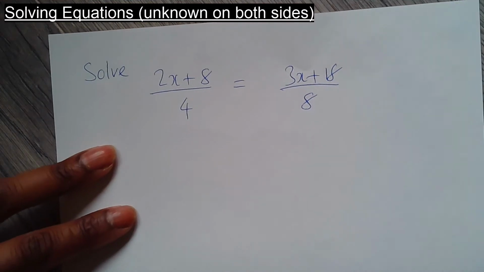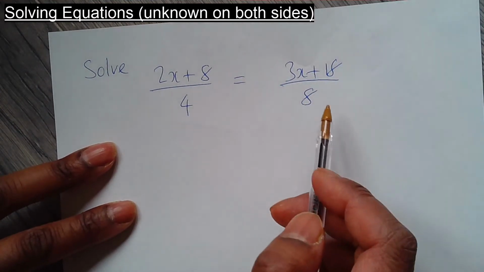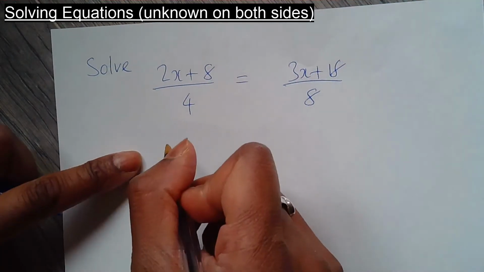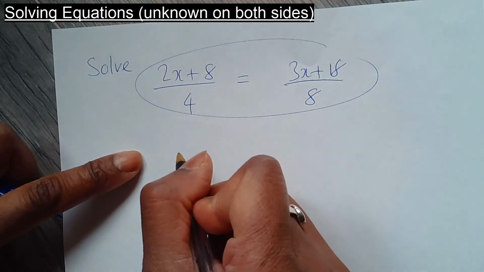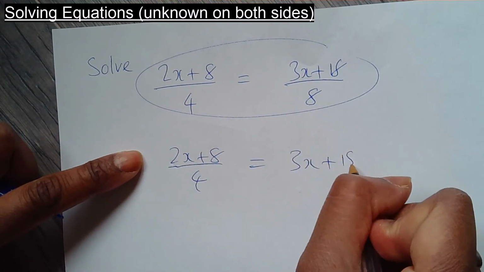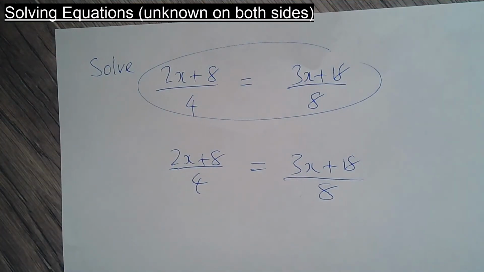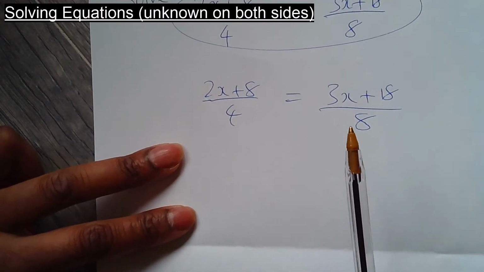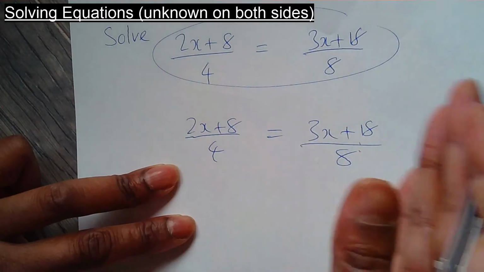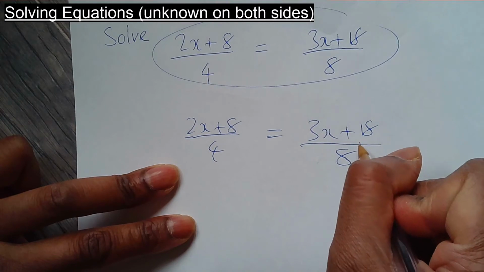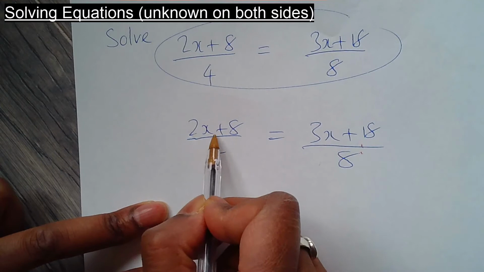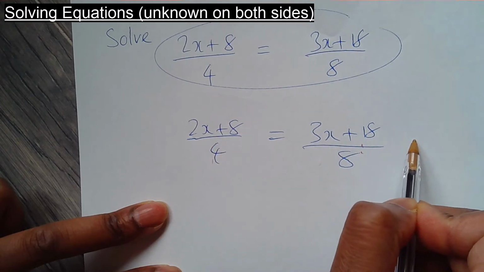Right. A little bit trickier. I'm going to use the float and ping method to begin with. Remember, this is what I'll do. I'll write the question out again because I don't want to disturb this question. My plan is to get rid of this divide by 8. I don't like fractions to be involved when I'm solving equations. I'm going to take this divide by 8 to the other side. It'll turn into a times by 8. And I'm going to take this divide by 4 to the other side. It'll become a times by 4.